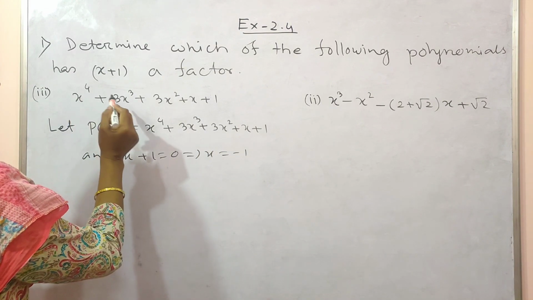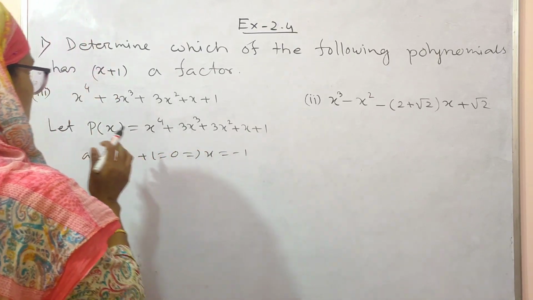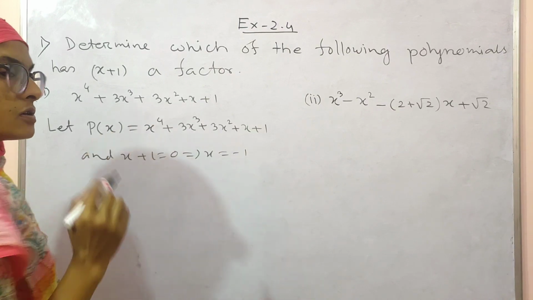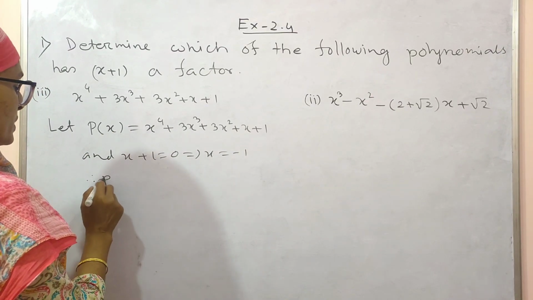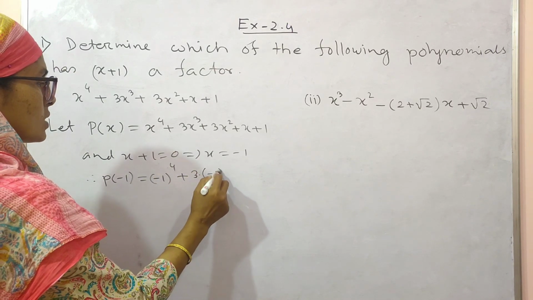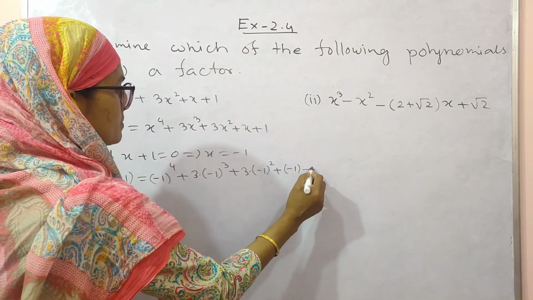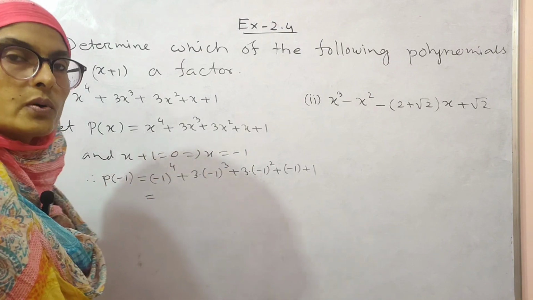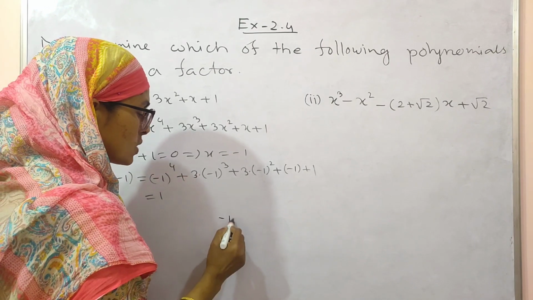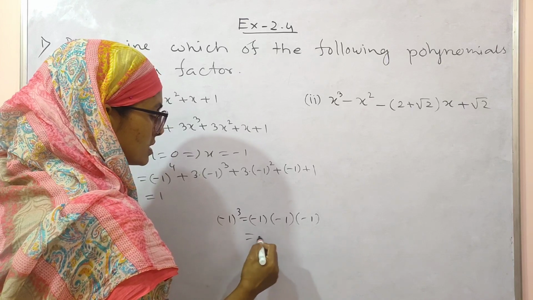Number 3, x power 4 plus 3x cube plus 3x square plus x plus 1. The polynomial is this. So first we have to write let p(x) equal to this and x plus 1 equal to 0, and you will get x equal to minus 1. Therefore, p of minus 1 is minus 1 power 4 plus 3 into minus 1 power 3, plus 3 into minus 1 square, plus minus 1 plus 1. Minus 1 power 4 you will get plus 1. Here minus 1 cube, that means minus 1 into minus 1 into minus 1 is minus 1. You will get minus 1.